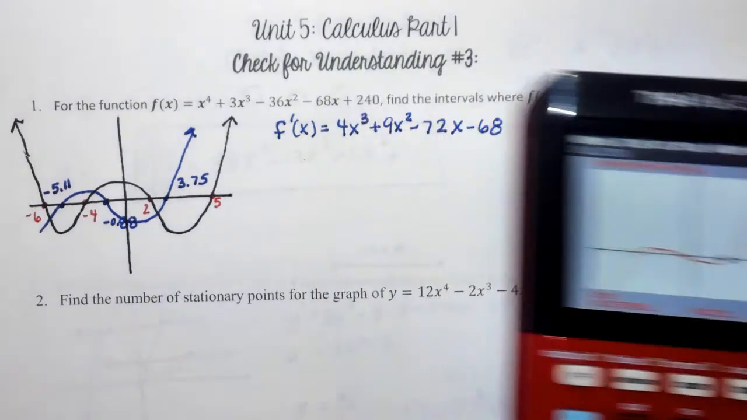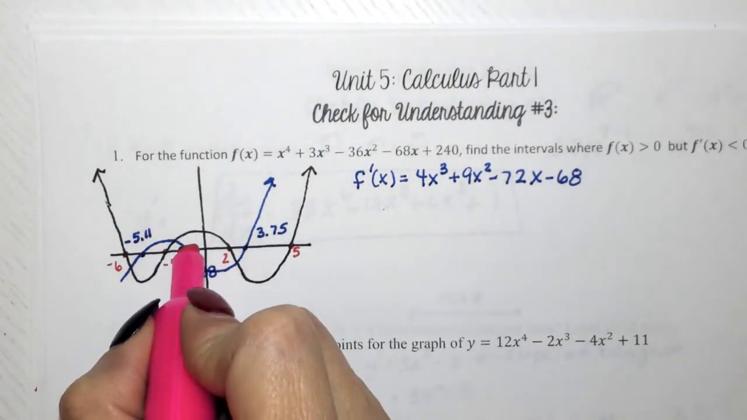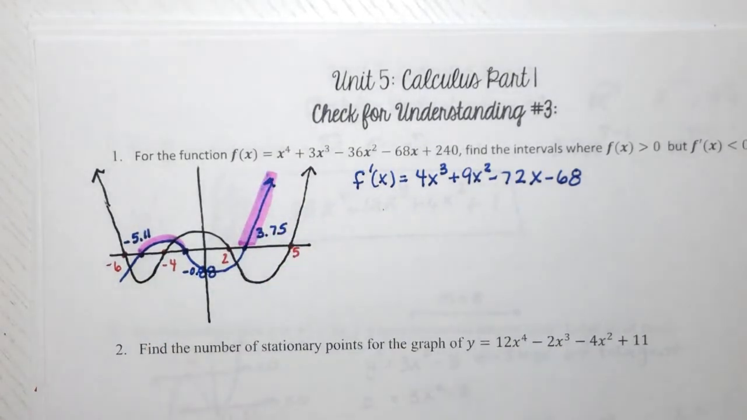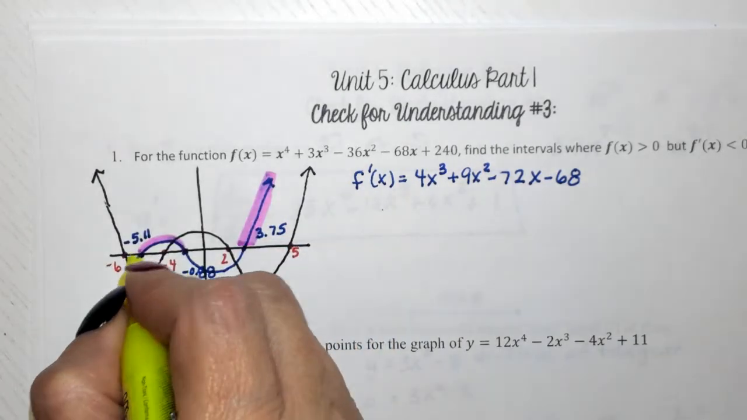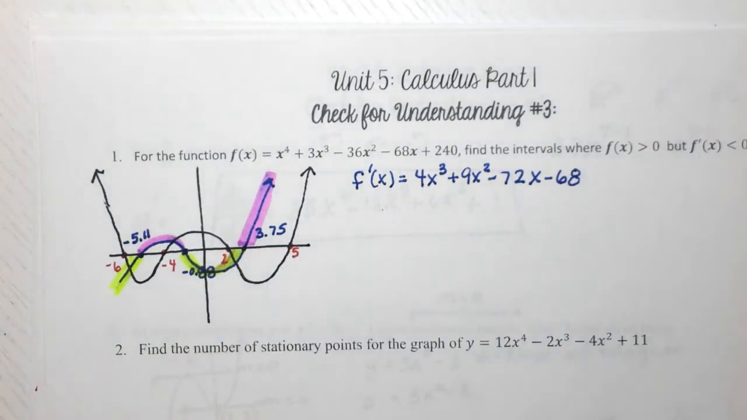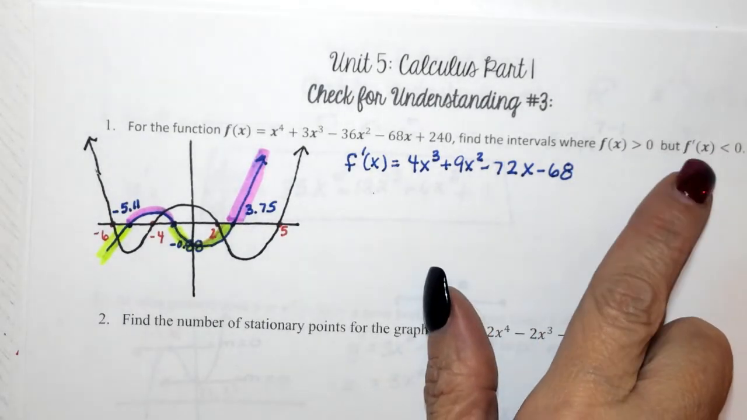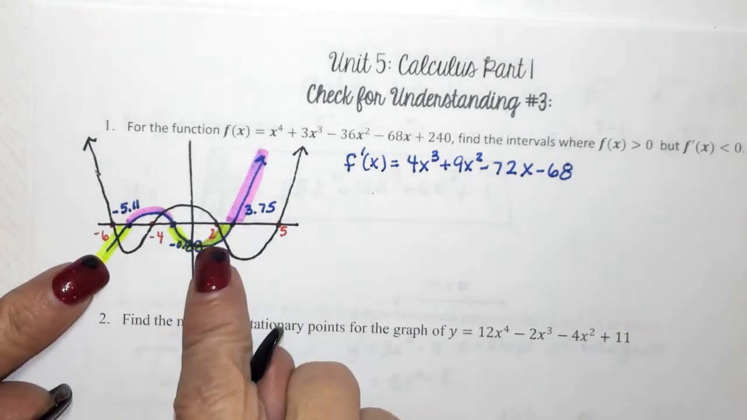Now, let's remember the rules of the derivative. When the derivative is above the x-axis, it's positive. When the derivative is below the x-axis, the graph is negative, right? So that's our rule of the derivative. Now, when we look at this, here's what it wants to know. It wants to know on the interval, when is f of x greater than 0, but when is f prime of x less than 0. F prime of x is less than 0 only in the yellow.